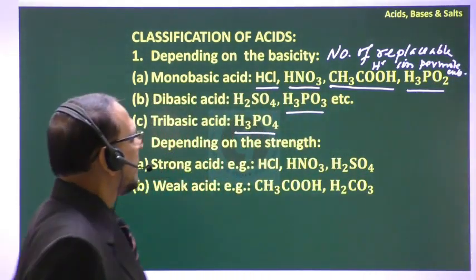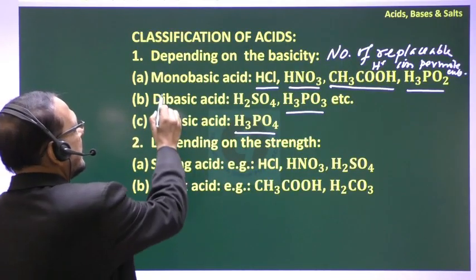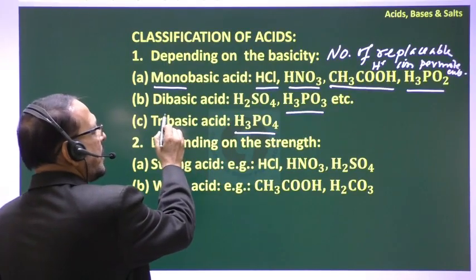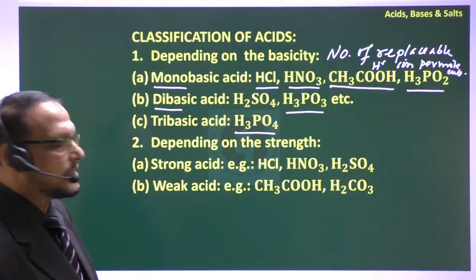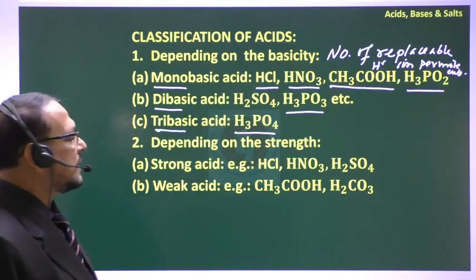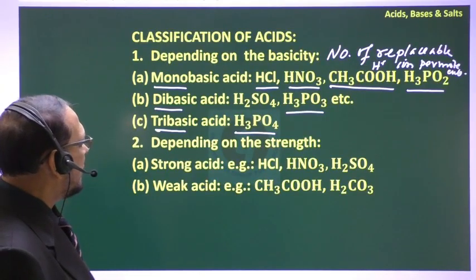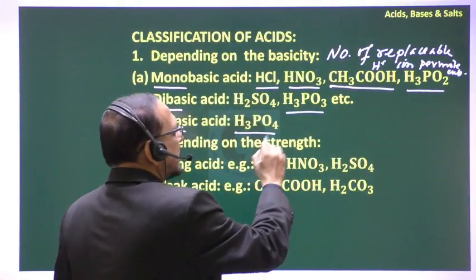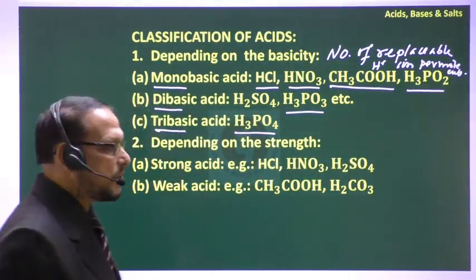Okay, now if the number of replaceable H plus ions per molecule is 1, that is a monobasic acid. If the number of replaceable H plus ions per molecule is 2, then it is a dibasic acid. If the number of replaceable H plus ions per molecule is 3, then it is a tribasic acid. Now, why is H3PO2 monobasic, H3PO3 dibasic, and H3PO4 tribasic?